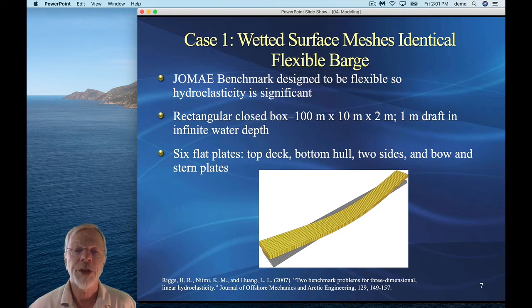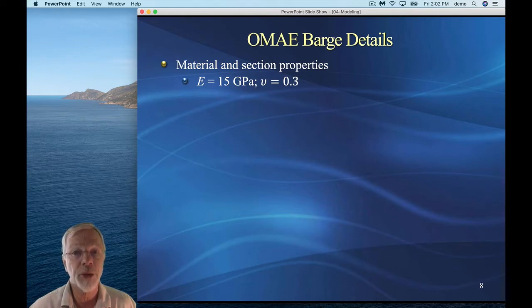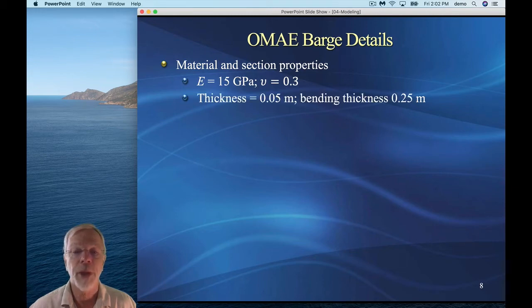The mesh itself just consists of 6 flat plates, the top deck, bottom hull, the two sides, and the stern and bow plates. So material section properties that we needed, these were chosen to provide sufficient flexibility so the hydroelastic response is important. So modulus of elasticity was chosen to be 15 gigapascals. The thickness for the plates was chosen to be 0.05 meters. And we used the possibility of specifying a different thickness for the bending behavior of the plates.